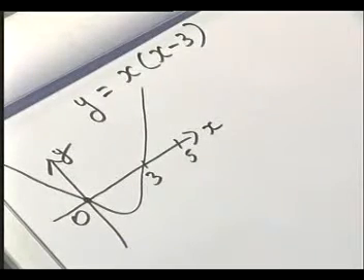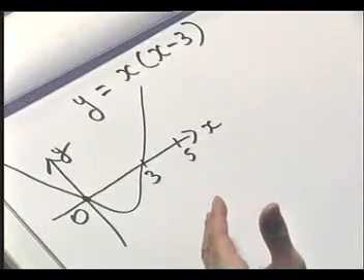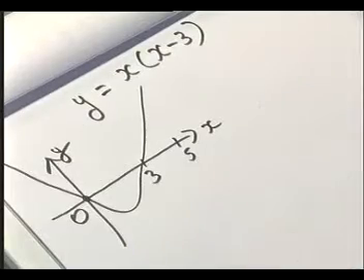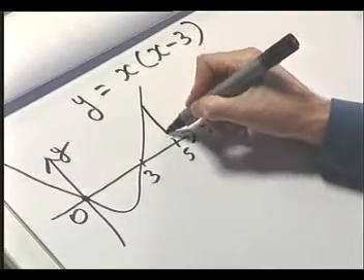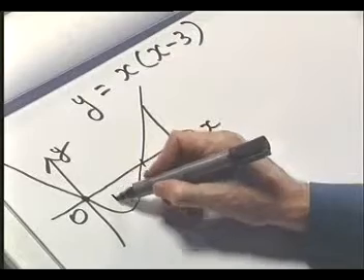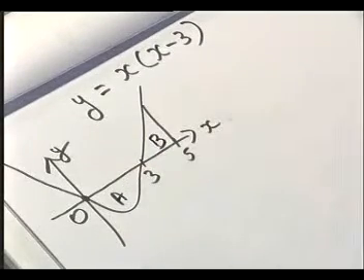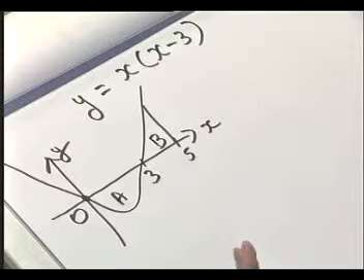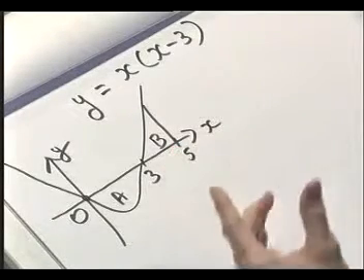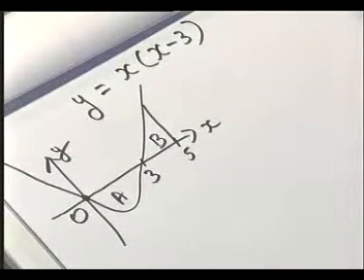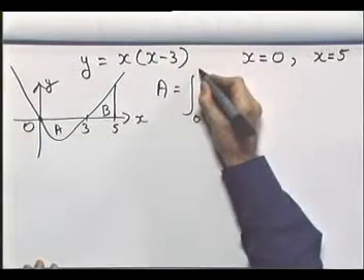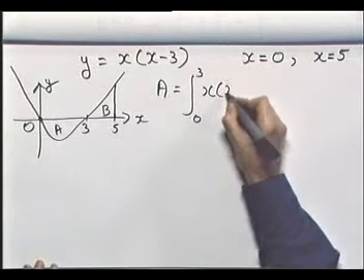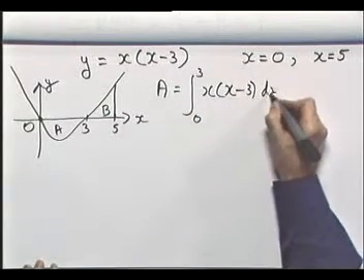Now it wants the area between the x-axis, the curve, and these ordinates. So let's draw that in there. And again we can see we've got two lots of area. An area A, which is below the x-axis, and an area B, which is above it. This means we've got to be careful and work out each area separately. So the area A is the integral between 0 and 3 of x times by x minus 3 with respect to x.